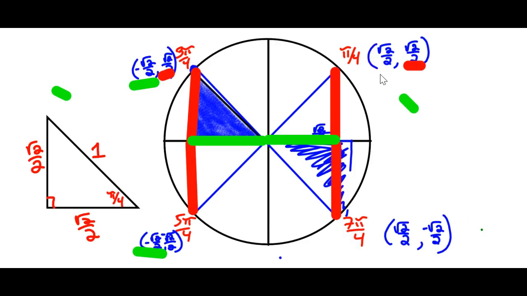Our x value is going to be our cosine value because on all of these it's the adjacent side right here. And then our sine value is going to be our y value. And so for these 4 points we figured out, those are our sine and cosine values.